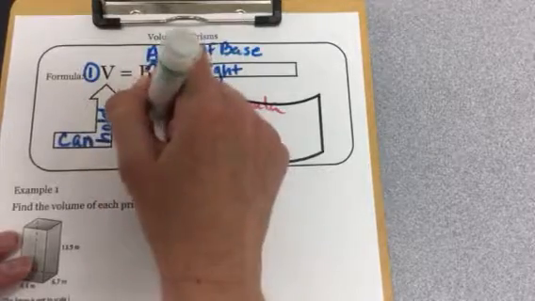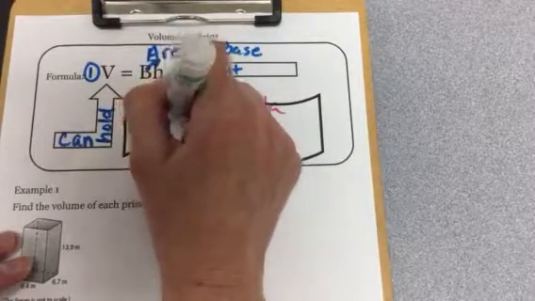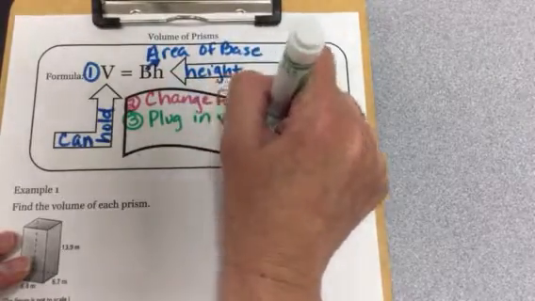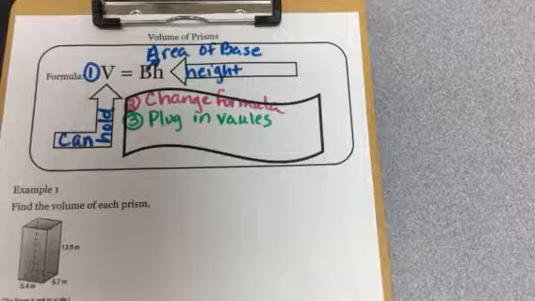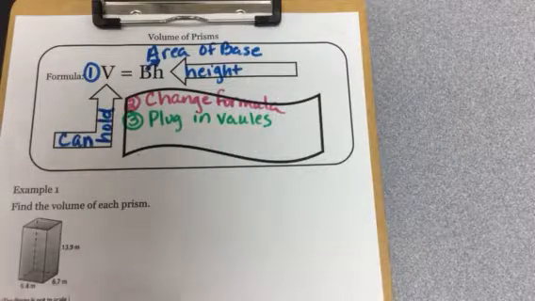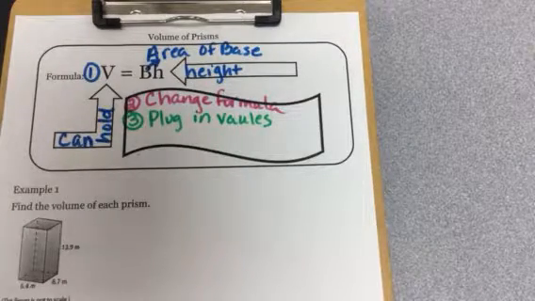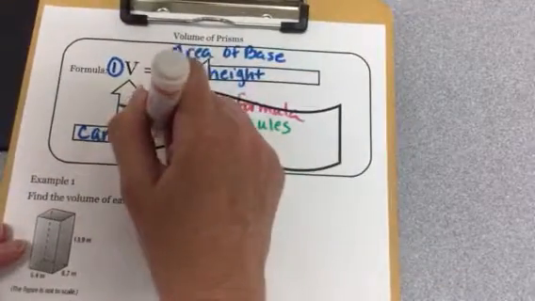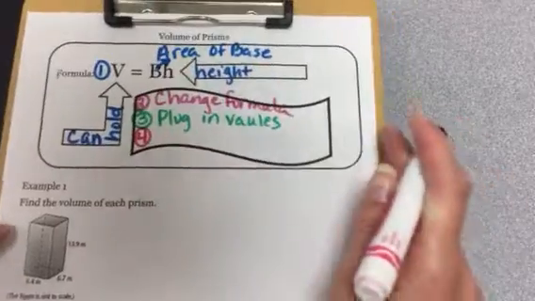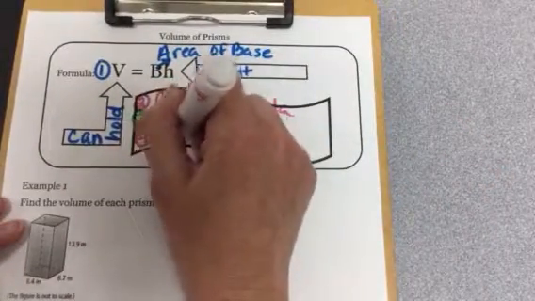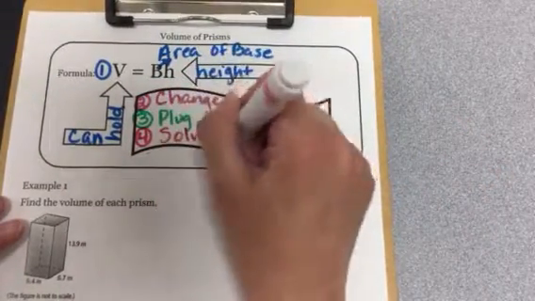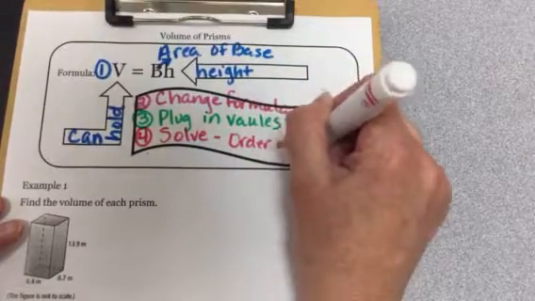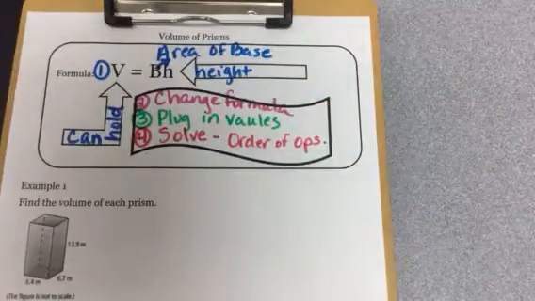be plug my values in. Plug in values. Now, these are either going to come from your word problem, or they are going to come from your shape itself when you're looking at it. And step 4 is going to be to solve. We're going to use order of operations, order of ops, and we're going to solve.